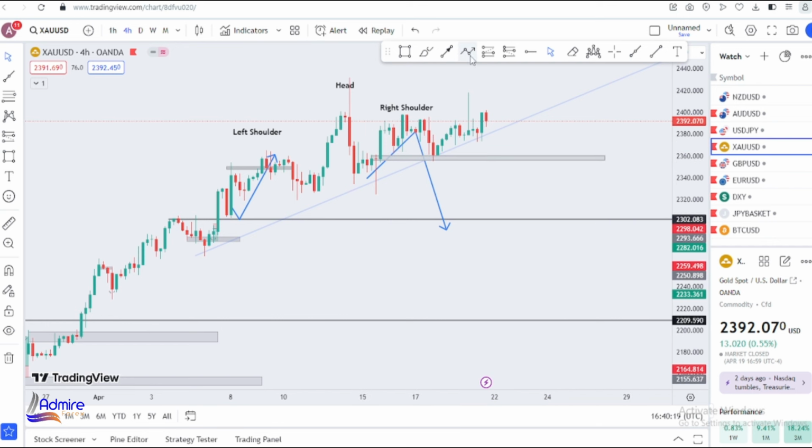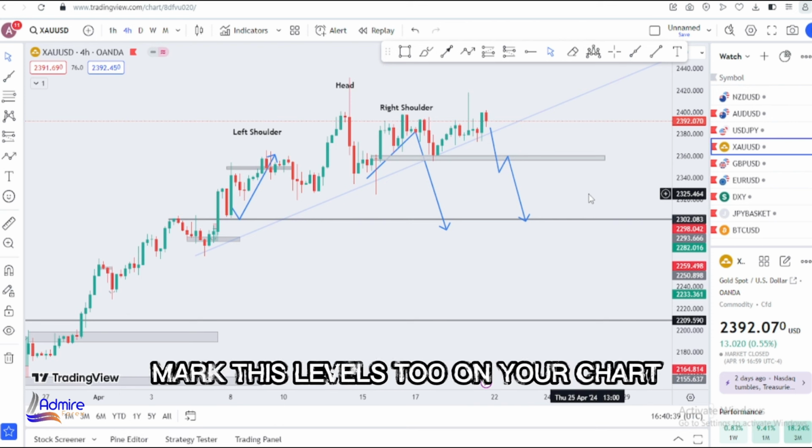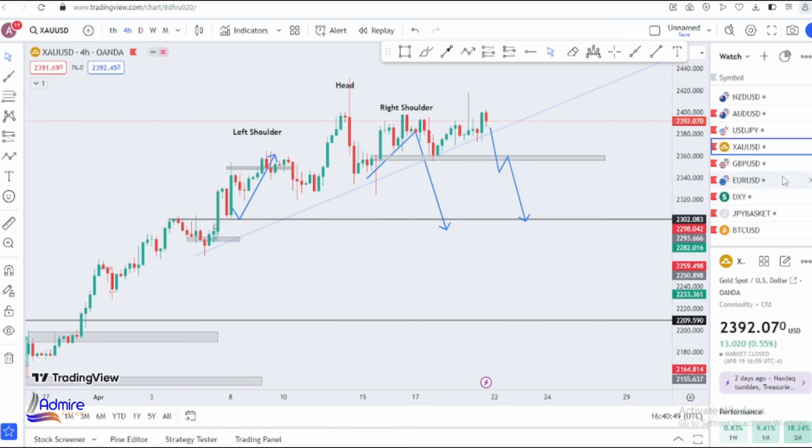I want price to play this trend line, retest this zone or retest the trend line, and push continuation to at least the 23,000 area. Either a retest on the trend line or a retest on this zone is what we would be looking out for bearishness on gold. So do well to mark out these areas on your PC, your phone, or whatever you use in trading on your chart.